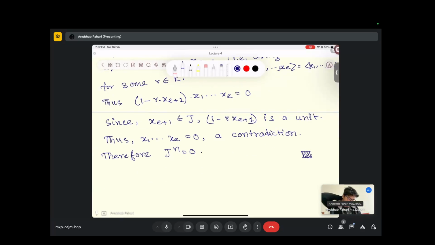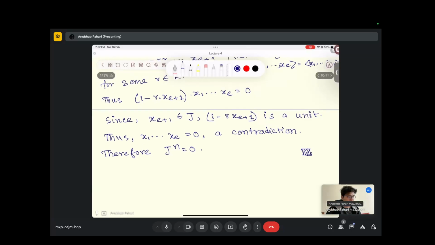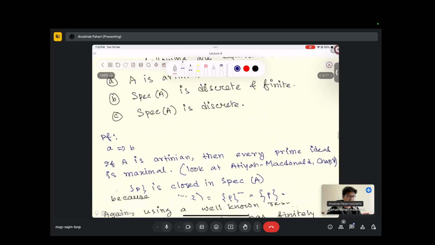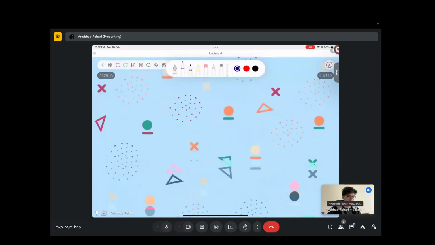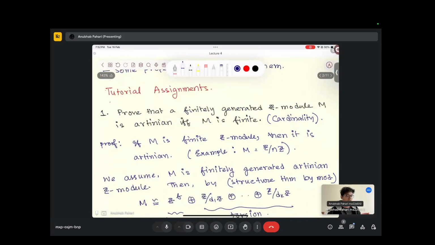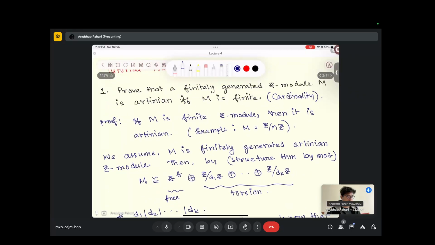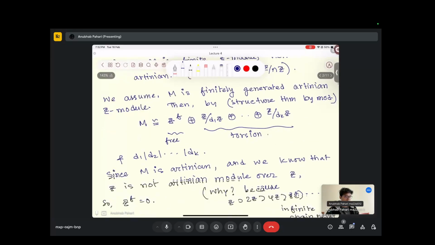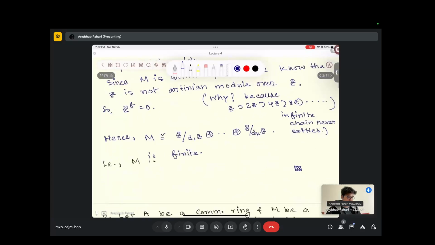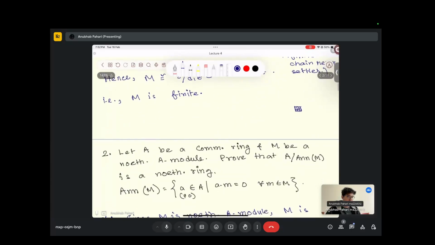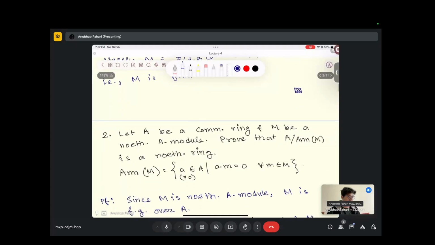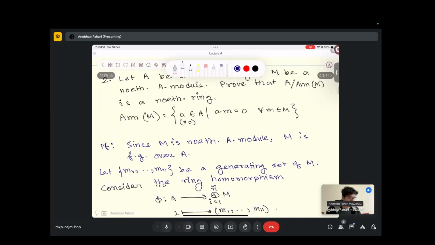Actually, since you have missed some classes and also a major part of this assignment, we started with some simple problems: that any Artinian Z-module M should be finite. Then this beautiful result that A by the annihilator of some module is always Noetherian, where M is Noetherian.